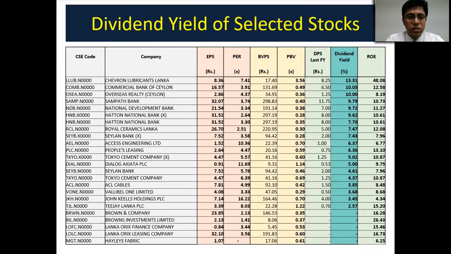This table shows counters listed from highest to lowest in terms of their dividend yield, highest being Lanka Lubricants, and the lowest being TJ Lanka.